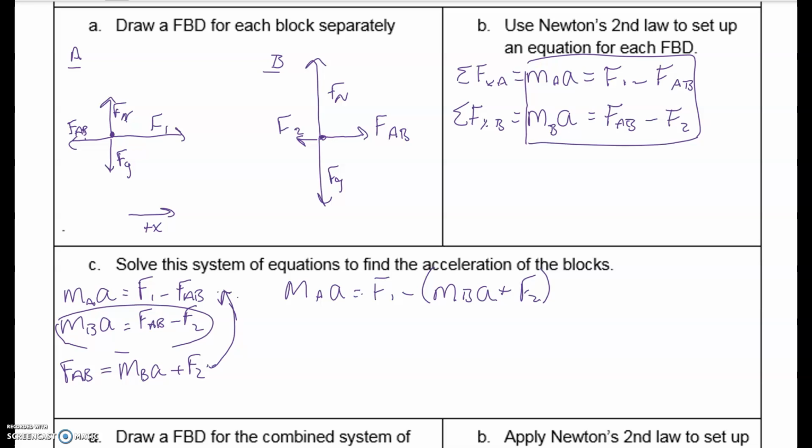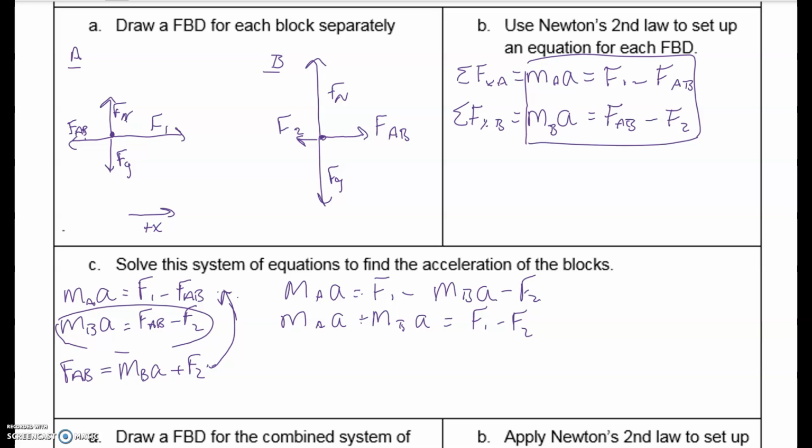Since we're trying to solve for acceleration, and I have two terms here with acceleration, we need to isolate them, or combine them into one term. I'm going to first distribute my negative sign, and do that in this step just to save a little space. Then all I'm going to do is add the mass of block B times acceleration to the other side. So we have the mass of block A times acceleration plus the mass of block B times acceleration is equal to F1 minus F2.